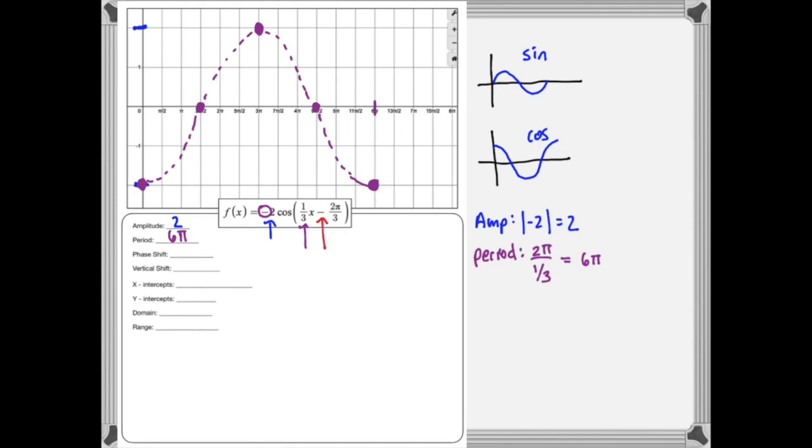Phase shift, I go over here and I realize that that is going to be going to the right, and the C divided by B here is going to be 2/3 pi over 1/3, which basically means that it is going 2 pi to the right. Okay, so that means that every single point is going to be hopping 2 pi to the right, which is a bit of a distance.